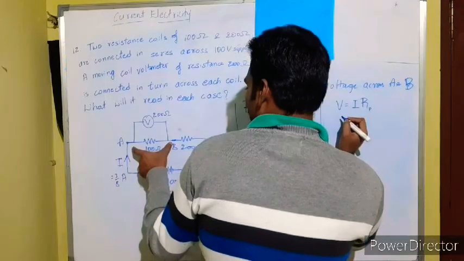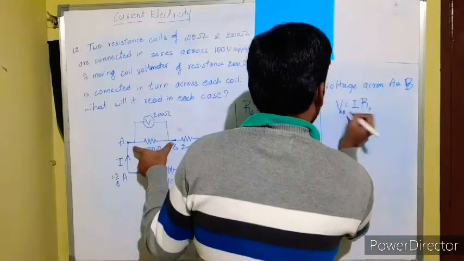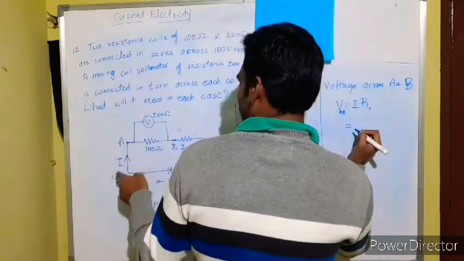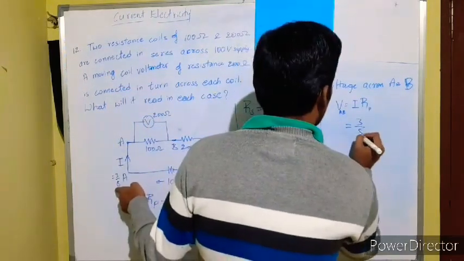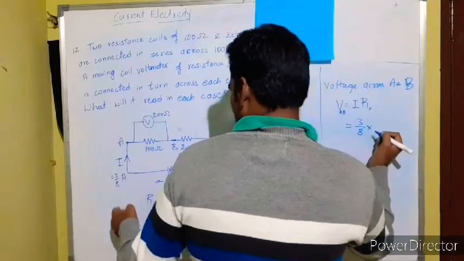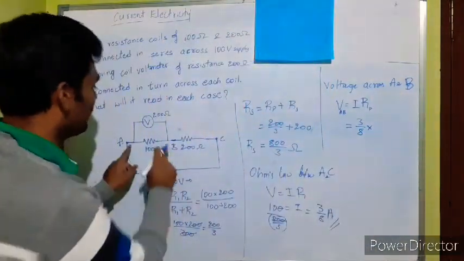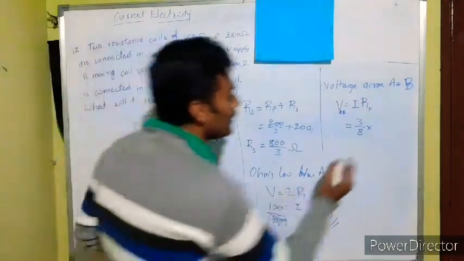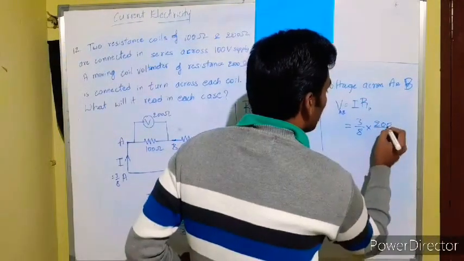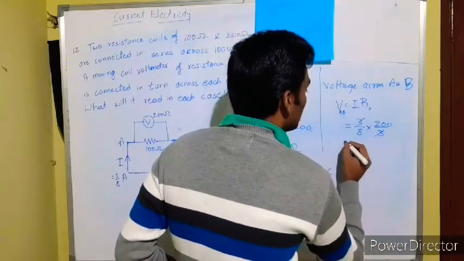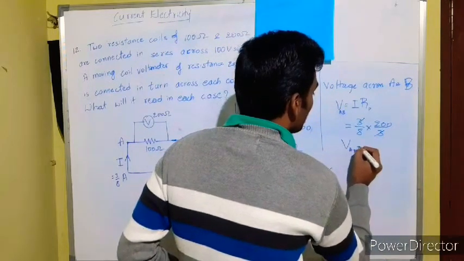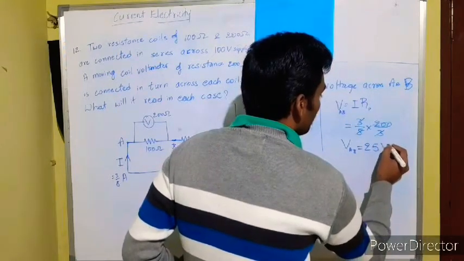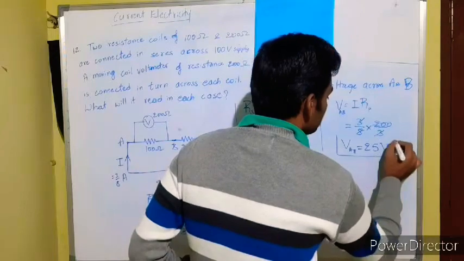So the voltage across AB is equal to the current through AB, 3 by 8 ampere, into the resistance across AB. The resistance across AB is this one, 200 by 3. Following? Simplify that, and hence you will have the voltage across AB given by 25 volt.